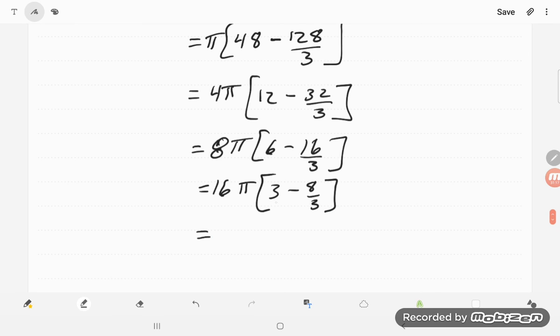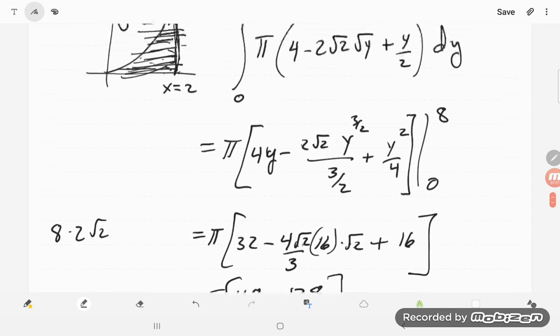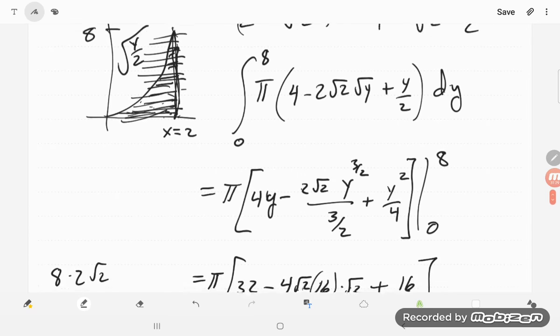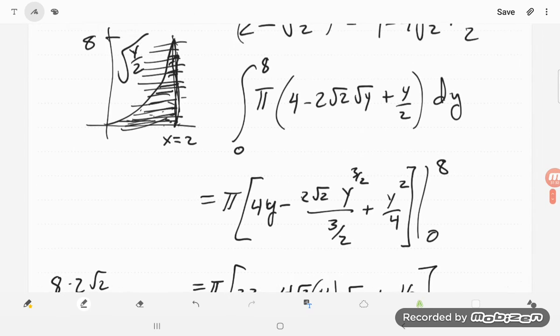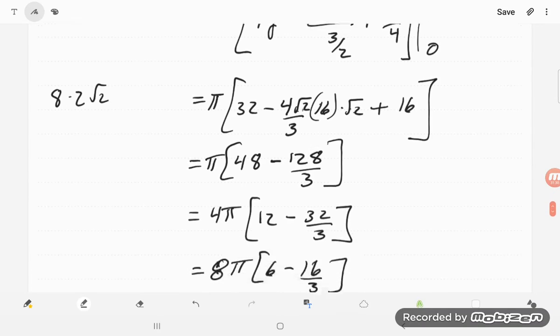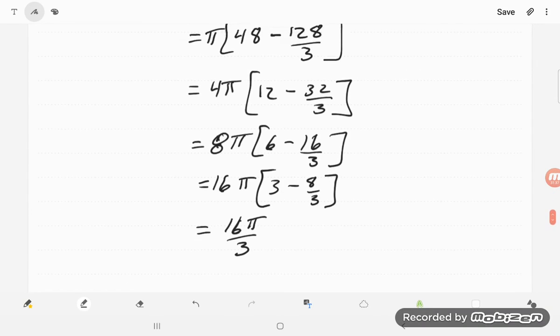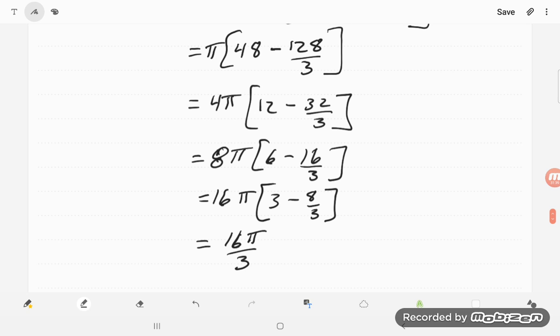So that's 9/3 minus 8/3. That's 1/3. So that's just 16 pi over 3. And that is our volume. 16 pi over 3. Okay, so I think I have managed to get through all of those, and it has taken a long time.